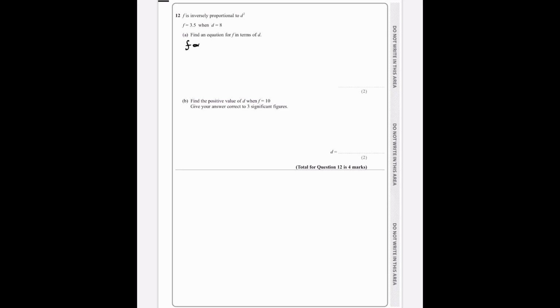Question 12, f is inversely proportional to d squared. So I'm going to set that up. F is inversely proportional to d squared. Turn the is proportional symbol into an equals k. So f equals k over d squared. We can substitute f for 3.5 and d for 8. 3.5 equals k over 8 squared. Multiply both sides by 8 squared to find k. And so k is 224. That allows us to write the equation connecting f and d as f equals 224 over d squared.